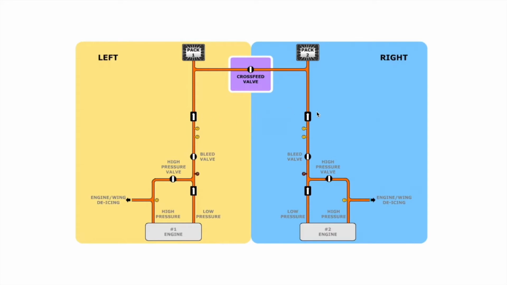These two non-return valves are located so that when the crossfeed is used, the air does not go into the other pack. If one bleed fails in flight, we cannot use the crossfeed valve to operate both packs from one bleed because a single feed is not sufficient to supply both packs. If only single pack is operational, the maximum flight level is limited to flight level 200 or 20,000 feet, as a single pack cannot provide pressurization above flight level 200.